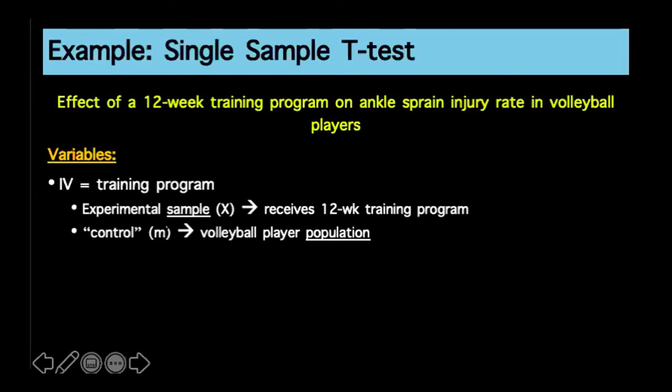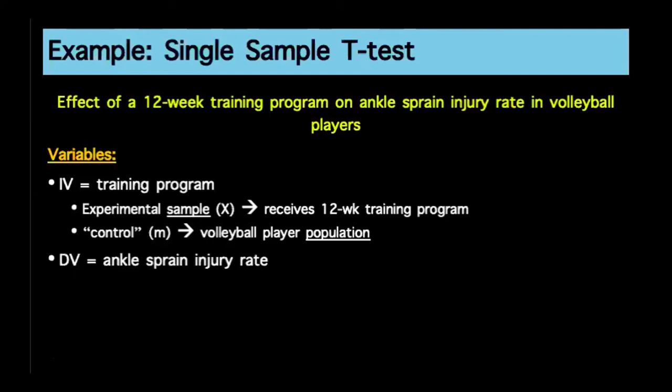So maybe we have nationwide ankle sprain injury rates from a whole bunch of volleyball players, over whatever age group that we're investigating. That is our estimated population mean. We're just trying to see, from a representative sample of this volleyball player population, if we manipulate these people in a certain way, is there a significant difference? So again, the dependent variable is ankle sprain injury rate.